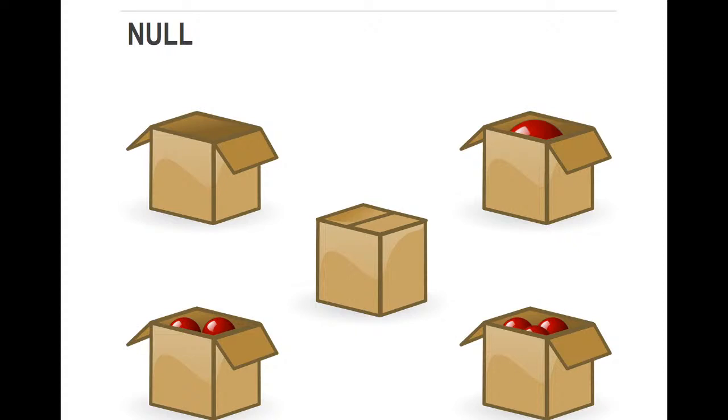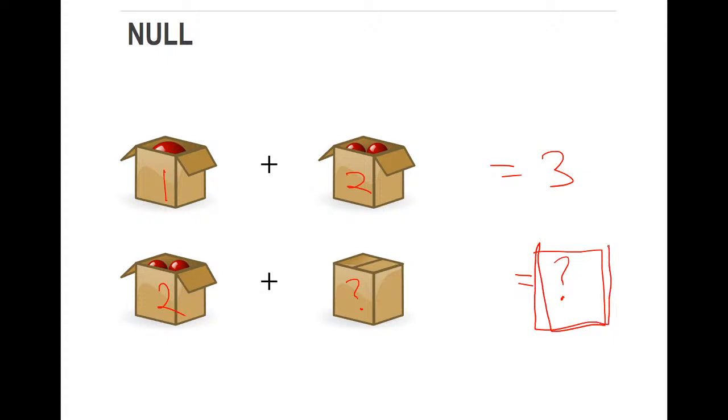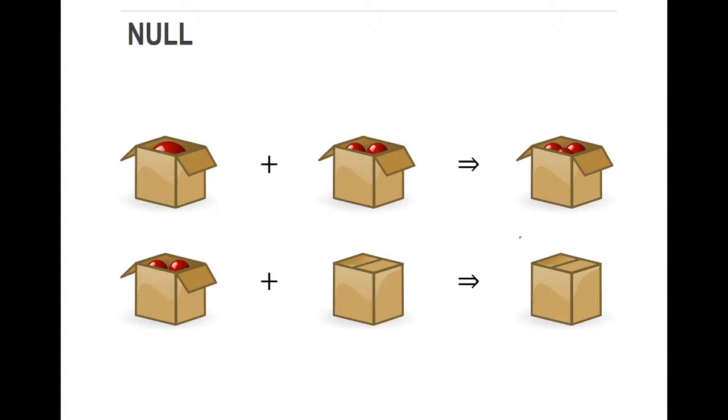So then I can ask a few questions here. What is 1 plus 2? Well, the answer must be 3. What is 2 plus... I don't know? This one must be, I do not know. So what is this value? This value corresponds to the closed box. So if you try to add a null to any number, what you get is a null, because you do not know how many values are there.